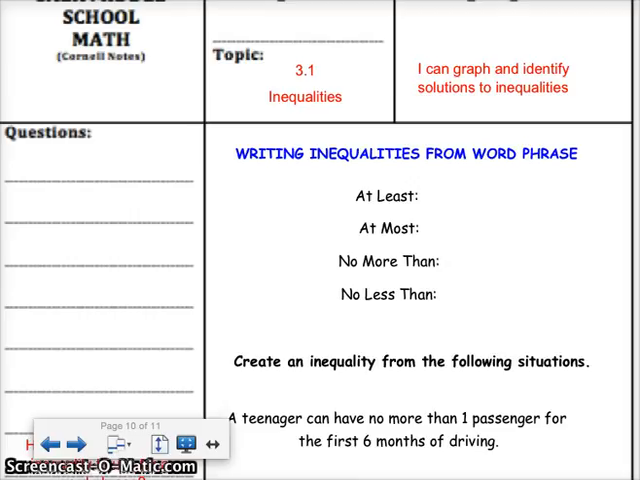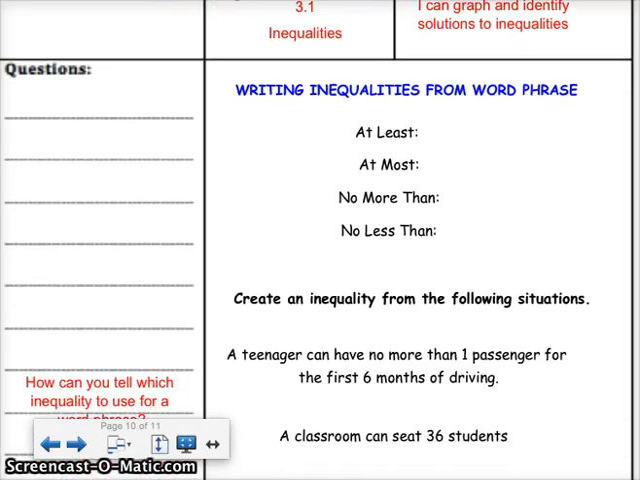So here's the vocab words that you need to be fluent with when we're talking about inequalities. Remember, an inequality means not equal. It means that it's equal to a bunch of different things, not just one thing like we did in chapter 2. So here, x can be a lot of things, and that's why we use a number line to represent the solutions. We have at least, at most, no more than, no less than. Those are all inequalities vocabulary.